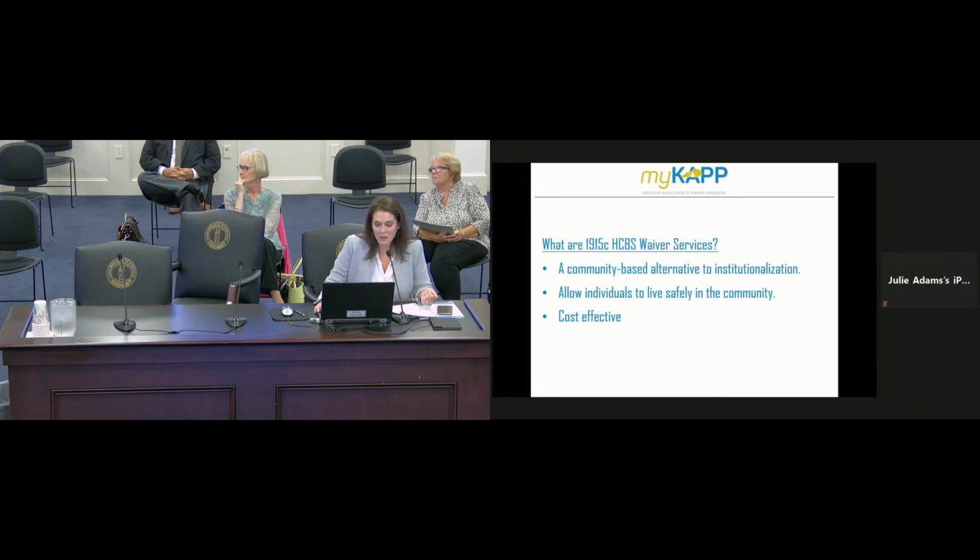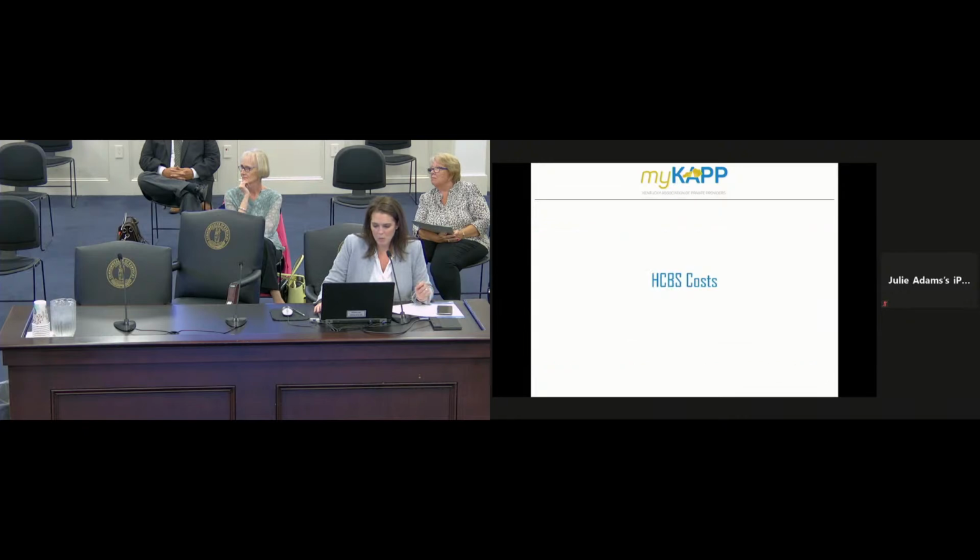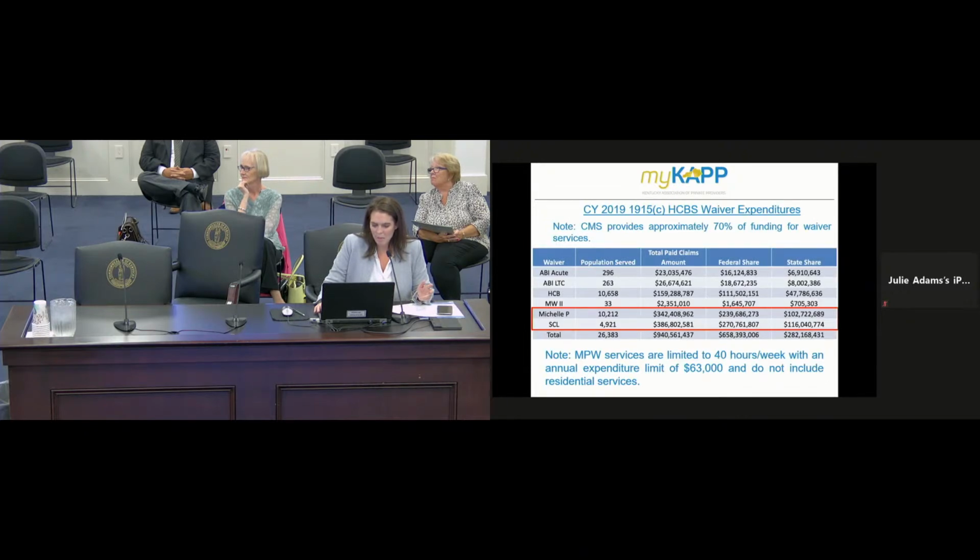1915(c) HCBS services are an alternative to institutionalization. They allow individuals to live safely in the community. They are cost effective. I won't talk about that; that data is outdated. I did want to talk about exactly how much we're spending in our waivers. If you look at the state share, and this is 2019 data, which I chose because it's non-COVID data and the costs are a little bit more accurate, SCL is about $116 million. Michelle P. is about $102 million. Note that Michelle P. waiver services are limited to 40 hours a week and an annual expenditure limit of $63,000.